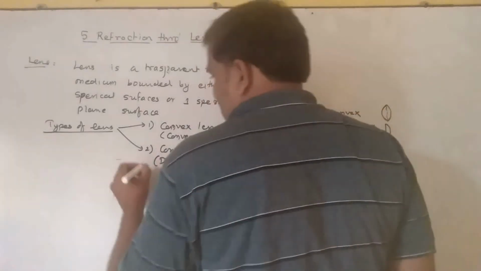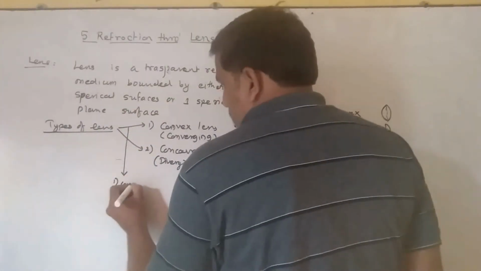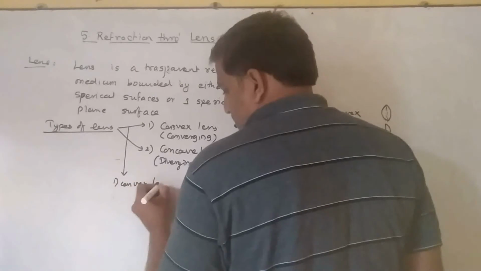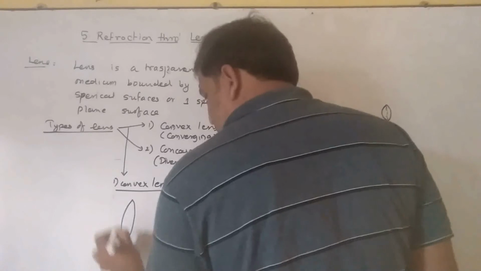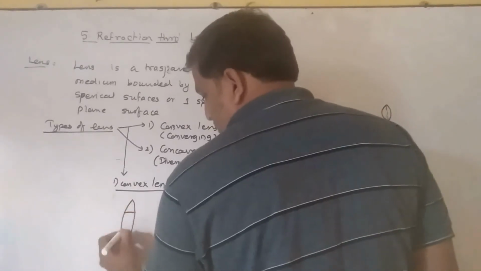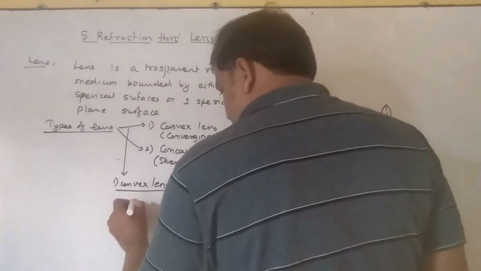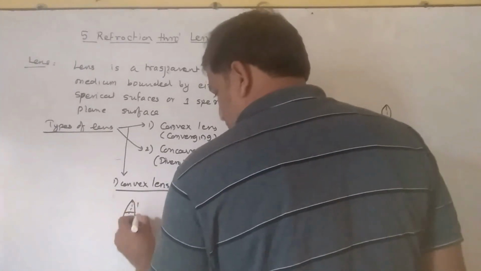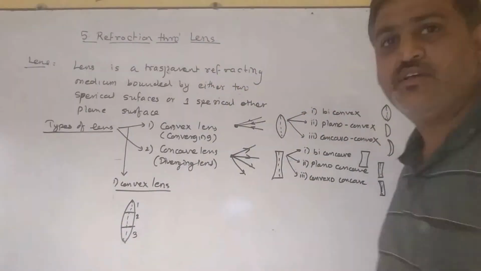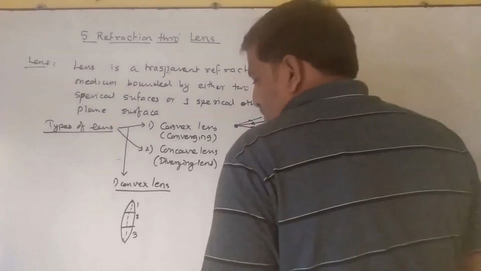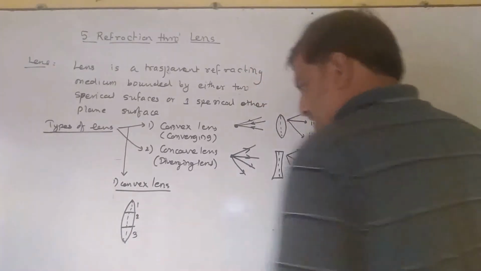Action of the lens as a set of prisms. So this first is a convex lens. If I cut this convex lens into three different sections, then we find that the first section and the third section act as a prism, while the second section acts as a rectangular glass slab.